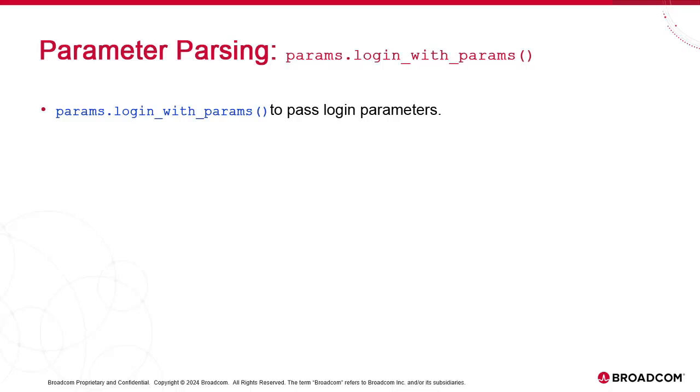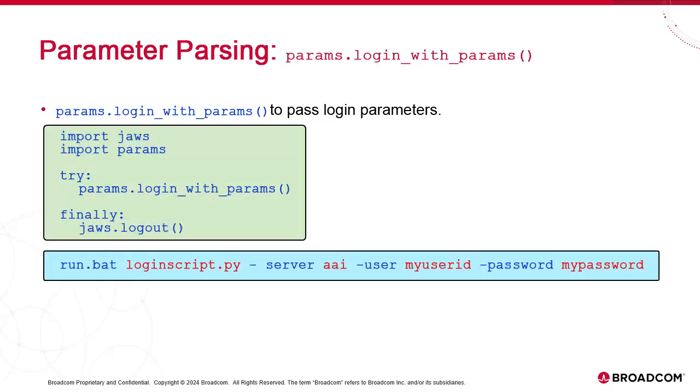AAI CLI is able to parse through arguments passed on the command line. We have two parsing commands. The first is straightforward. The params.loginwithparams command lets you pass login parameters prior to submitting a script. This guarantees that you're able to submit batches with the appropriate account information. In this example, we're running a login script called loginscript.py. We specify the server, the user ID, and passwords.